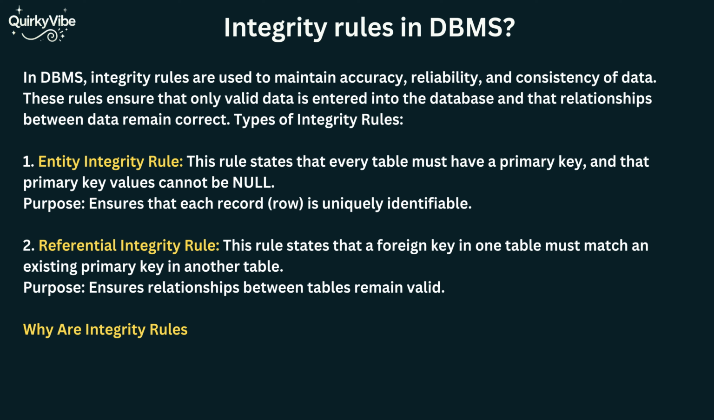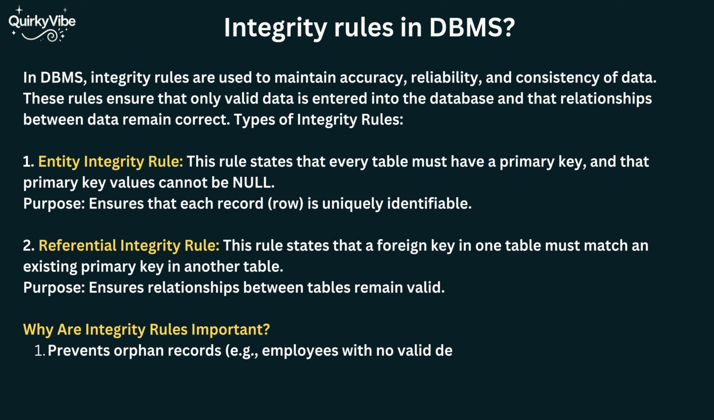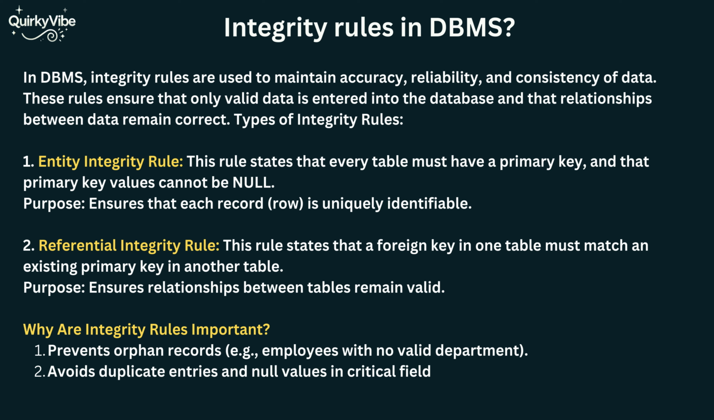Why are integrity rules important? First, prevents orphan records, e.g., employees with no valid department. Second, avoids duplicate entries and null values in critical fields. Third, maintains data quality, especially in relational databases.